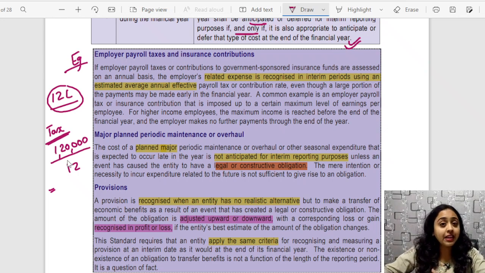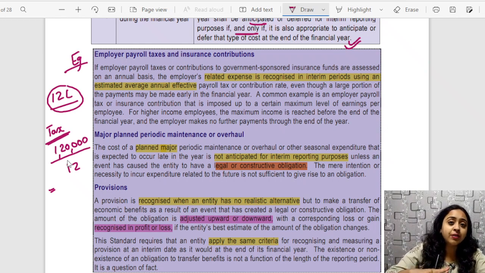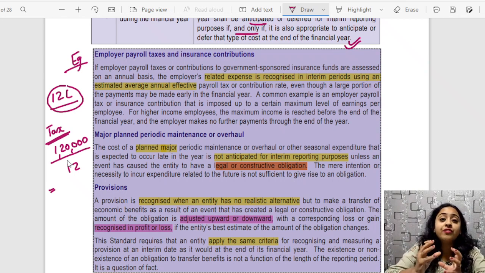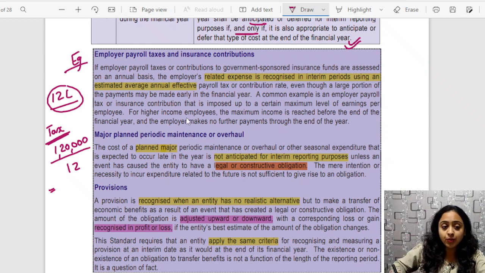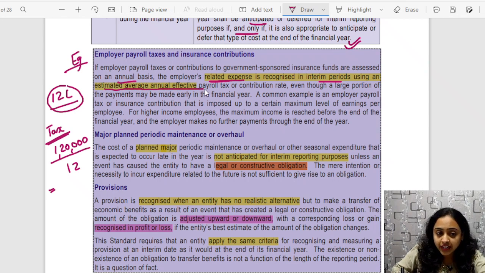Okay, now here what is followed? A weighted simple average is followed, okay, of the estimated revenue. See, if employer payroll taxes or contributions to government-sponsored insurance funds are assessed on an annual basis, the employer's related expense is recognized in the interim periods using an estimated average annual effective payroll tax.